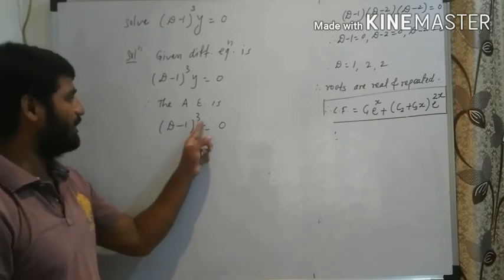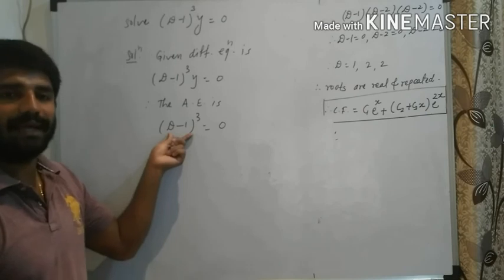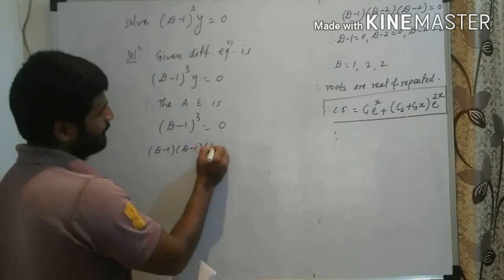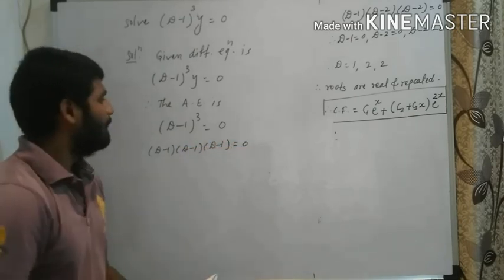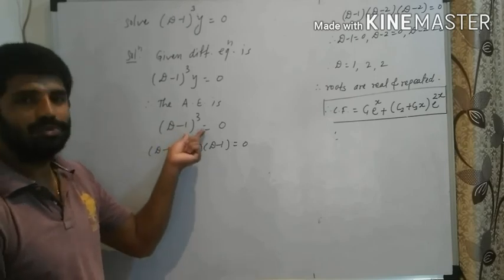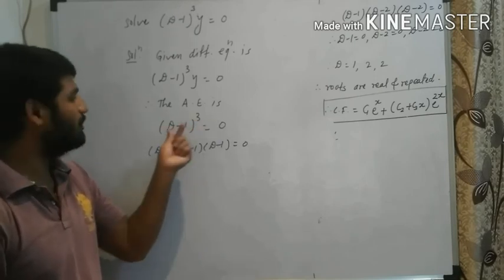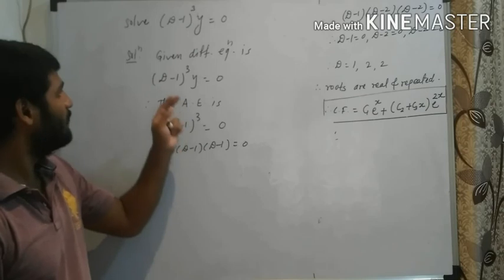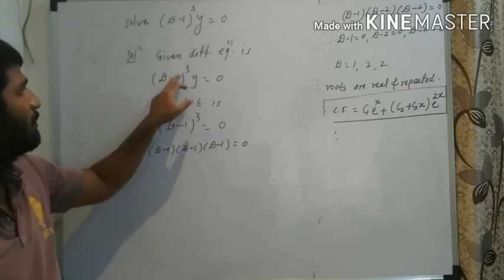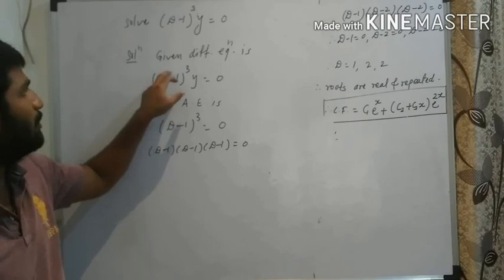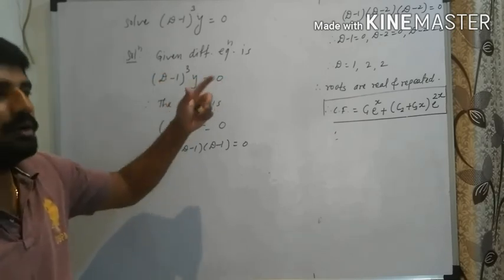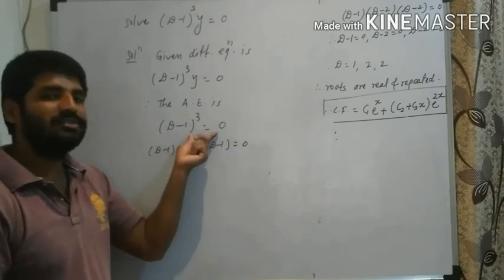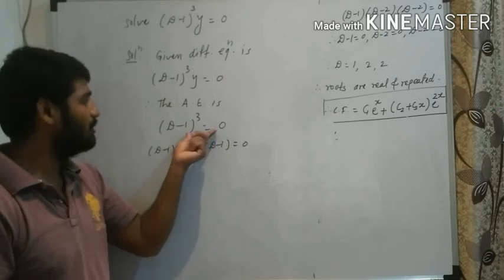D minus 1 its cube, that means we have to take multiplication of d minus 1 three times. So this can be written as d minus 1 and d minus 1 equal to 0. Don't take the cube root on both sides, because if we take the cube root on both sides we get only one root, that is d minus 1 equal to 0, that means d equal to 1. But here, if we expand this d minus 1 bracket cube we get d cube. D cube means the degree of the auxiliary equation is 3. As the degree of the auxiliary equation is 3, we require 3 roots. So if we take the cube root on both sides, we get only one root. That's why don't take the cube root on both sides.